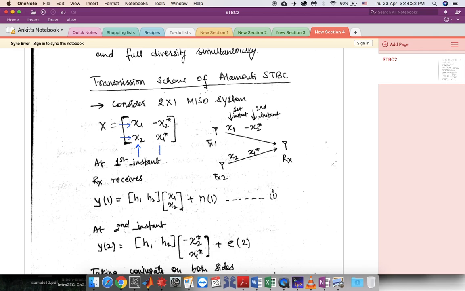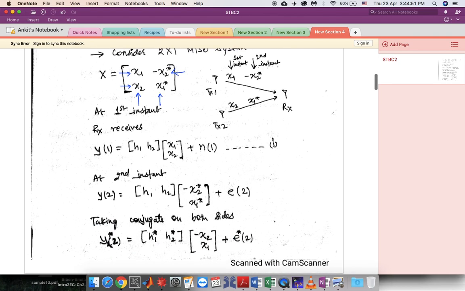Similarly, in the second time instant, the second column will be transmitted, where the first element of the second column, minus x2 conjugate, will be transmitted through transmitter 1 and x1 conjugate through transmitter 2. So in mathematical form, we can represent y1, where 1 represents the instant.